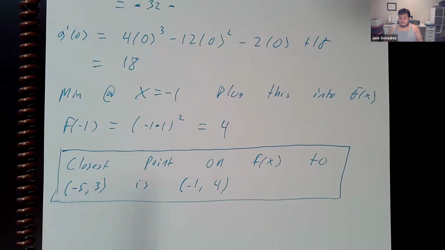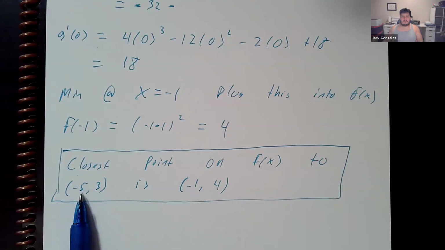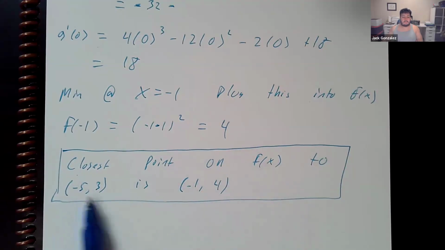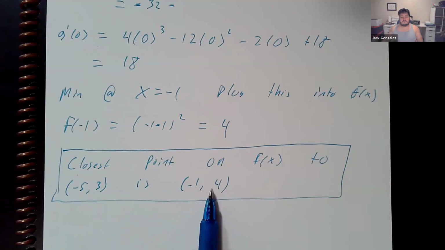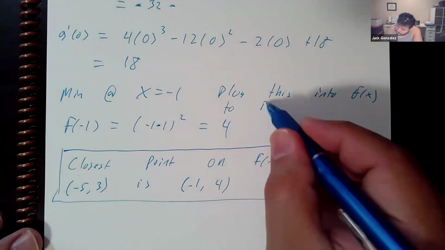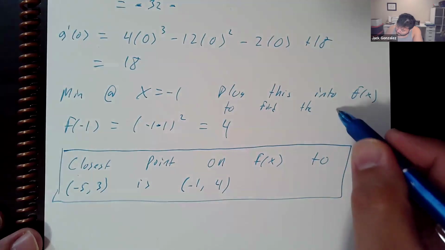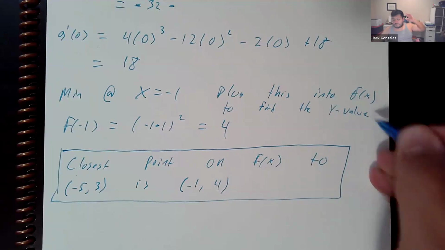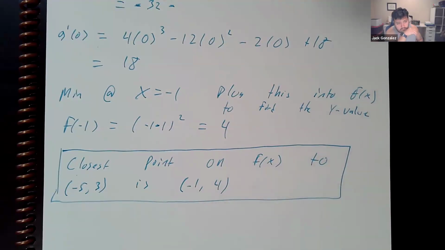So we were given this point and the parabola f, and they said, what's the closest point on f to this random point? That's going to be this. Any questions on what we just did? It's the same thing over and over again. We're minimizing or maximizing a function. And that's what optimization means.